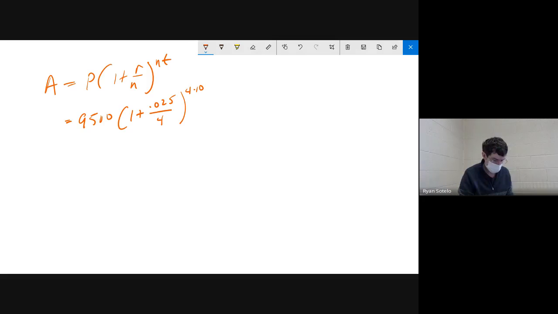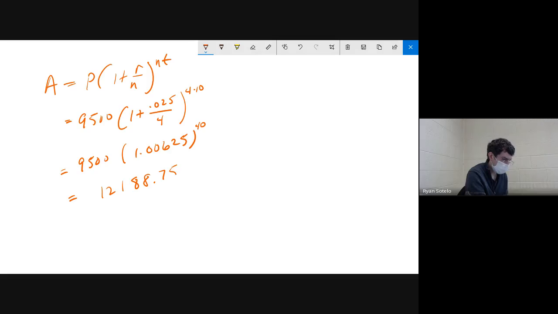So on the inside of that, again, I would leave this all in your calculator, but I'm just going in the order that I would put it in. I would do 1 plus 0.025 divided by 4. And I get a nice terminating decimal. And I'm going to raise it to the 40th power. Then I don't get a terminating decimal. I get something long. I got 1.283026821. I'm going to multiply that by the 9,500. And I'm going to get 12,188 and about, rounding down, 75 cents.